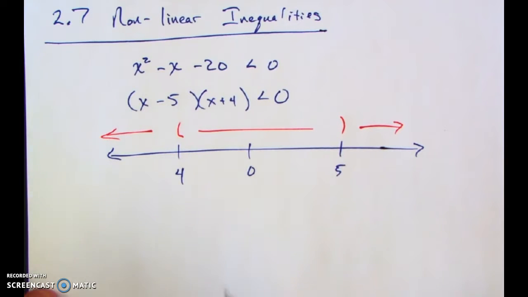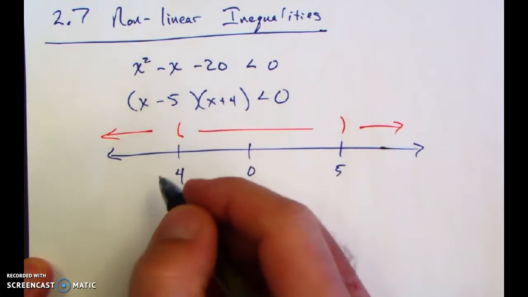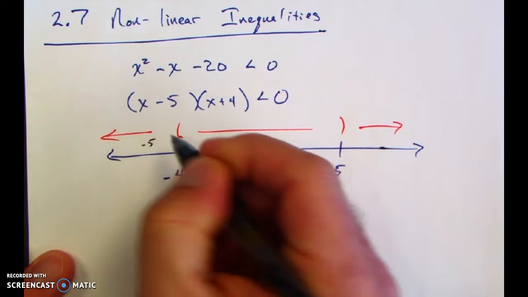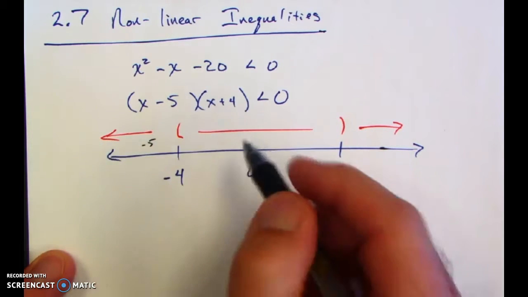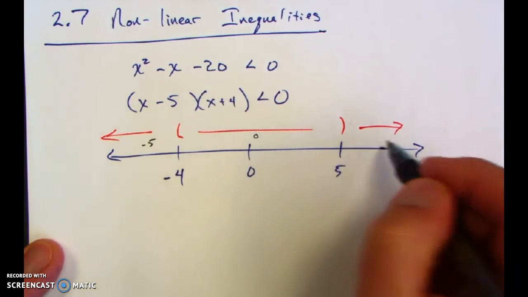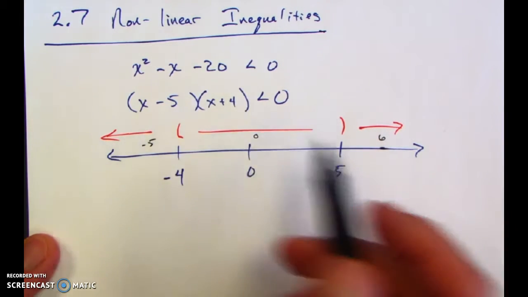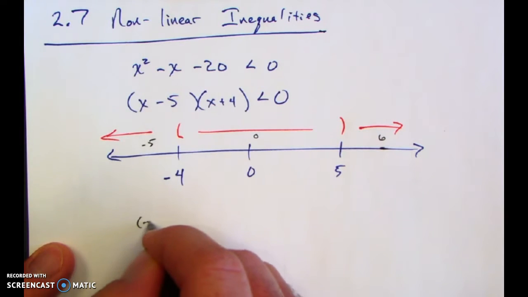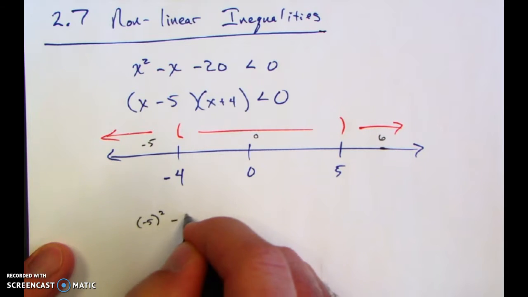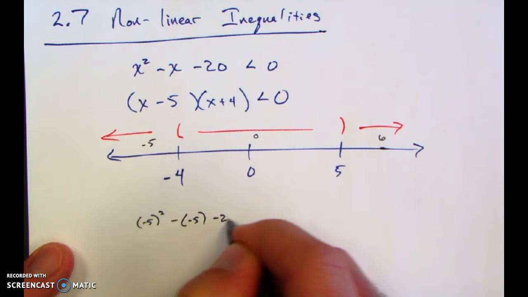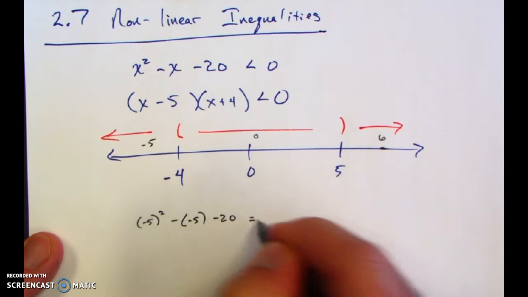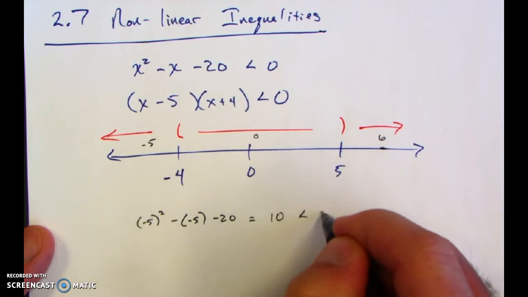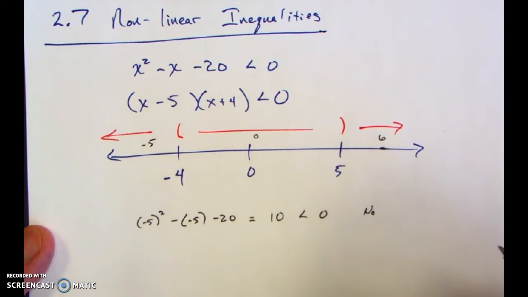So what we can do is pick some values that fall into each of these. Excuse me, that's a negative 4 right there. So for example, if I plug in a negative 5 for this area from negative 4 that direction, and if I plug in a 0, and if I plug in a 6, what I can find is, is this true or not? So if I plug in negative 5, that'd be negative 5 squared minus a negative 5 minus 20. And that is equal to 10. And we know that 10 is not less than 0. So no, that is not going to work.